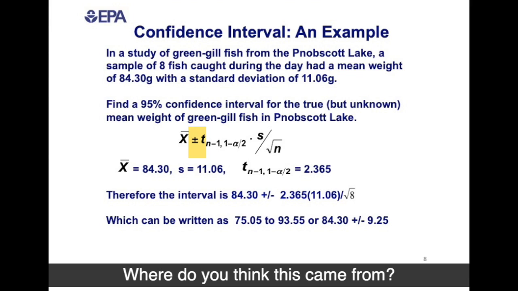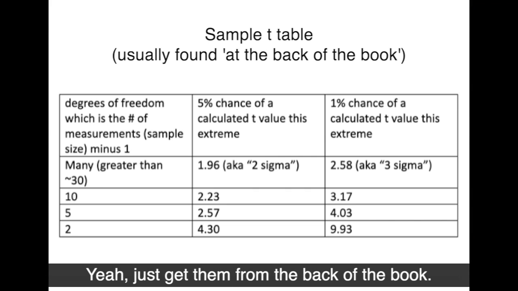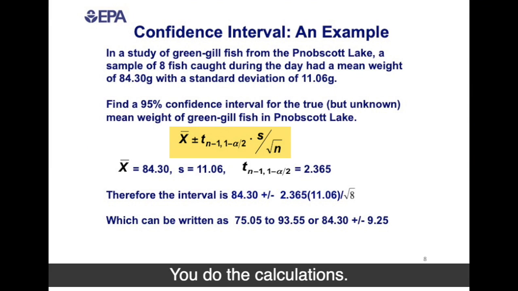Where do you think this came from? This is often called, very, very prosaically, T-tables. So where do you think you get them from? The back of the book. The back of the book, exactly true. 100% correct. Yeah, you get them from the back of the book. And there it is. Do your calculations, T times standard deviation divided by the square root of n. Straightforward? Yes.